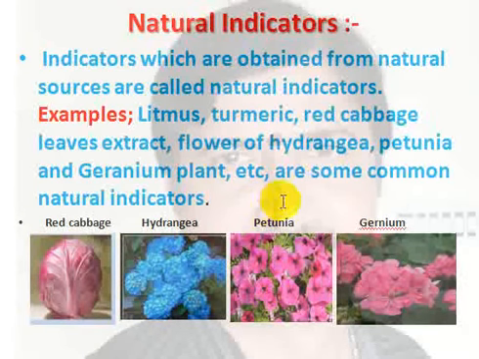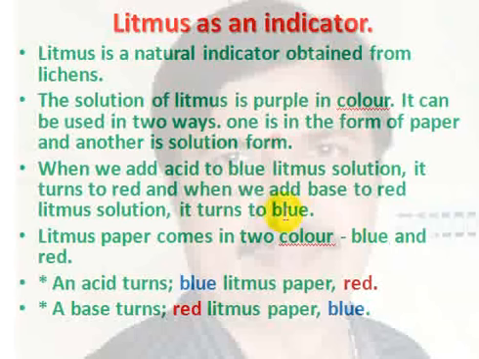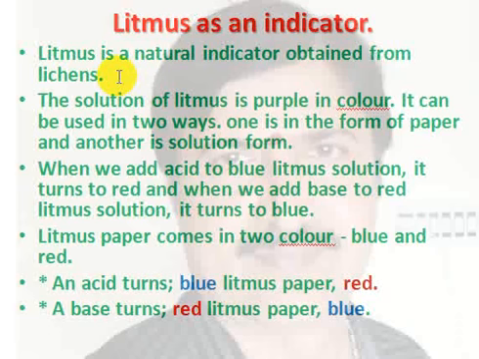They are obtained from nature or from natural sources, so they act as indicators. They help us to identify whether the given substance is an acid or a base. So let us consider litmus. It is a natural indicator. Let us study a few important points about litmus.